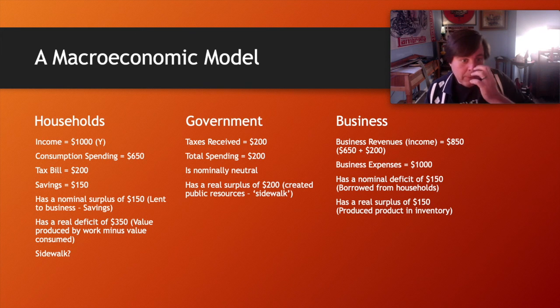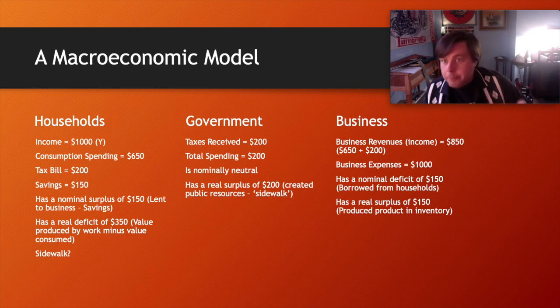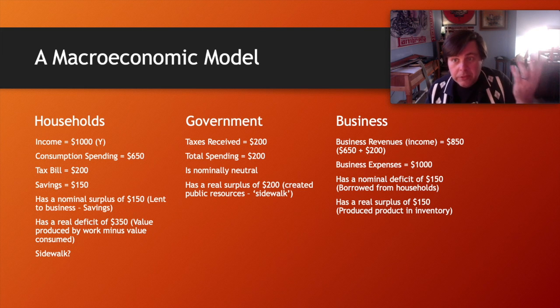Okay. So if we line all those numbers up, we get what we see right here. Household income, $1,000. Consumption spending, $650. Tax bill, savings, nominal surplus, real deficit. The last thing I have here is sidewalk. I'll come to that in a minute. Government received $200 in taxes, spent $200, is neutral, right? Maybe it has a real surplus. Let's say they took that $200 from my taxes and they built a sidewalk. Well, who owns the sidewalk? Do I own the sidewalk as a citizen, or does the government somehow? Whatever, right? So that's why that last entry is there.